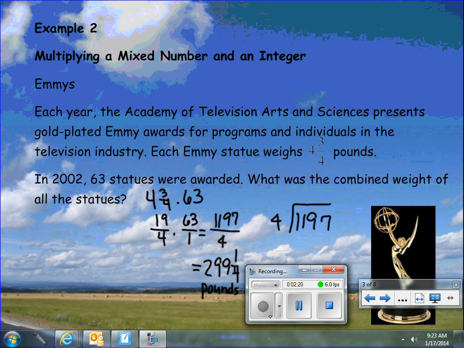We're going to put 4 3/4 into an improper fraction, and 63 into an improper fraction. Then we're going to look to see if we can simplify. Unfortunately, we cannot. So we're going to multiply 19 times 63 and get 1,197. 4 times 1 is 4. Now we need to simplify the improper fraction. 1197 divided by 4 is 299 with 1 left over. So your final answer would be 299 1/4 pounds.